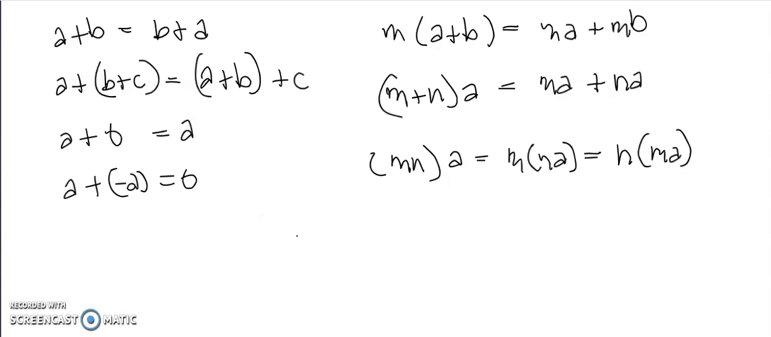And then after that, we have 1 times a is equal to a, and 0 times a is equal to 0. Okay, so these are the properties that we need to remember in solving the vectors. Okay, let's do some examples.